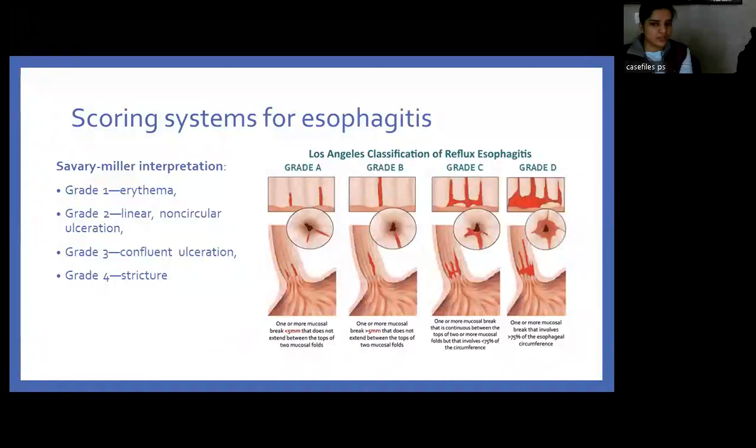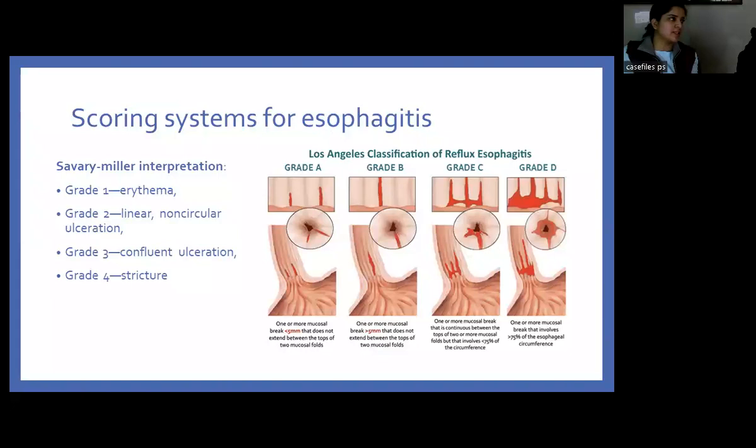There are certain scoring systems for esophagitis that have been defined. First is the Savary-Miller classification, in which esophagitis has been characterized into 4 grades. Grade 1 includes erythema, grade 2 includes non-circular linear ulceration, grade 3 includes confluent ulceration, and grade 4 includes stricture.